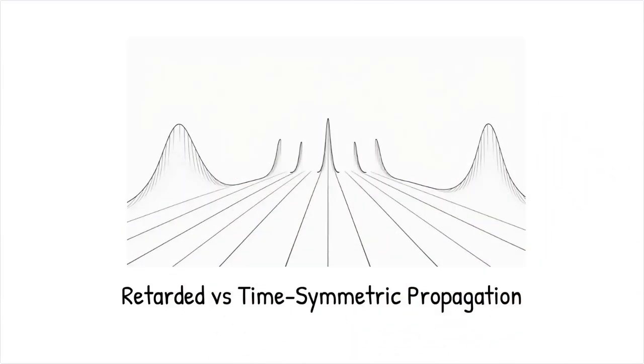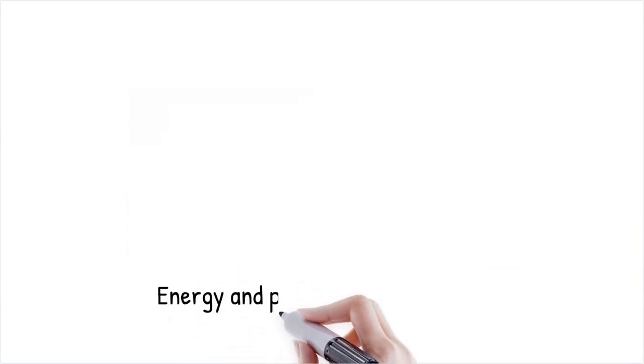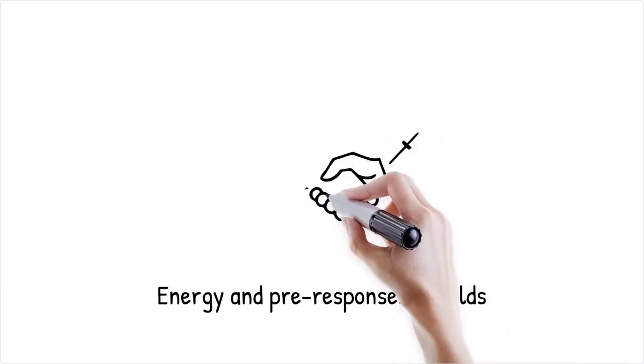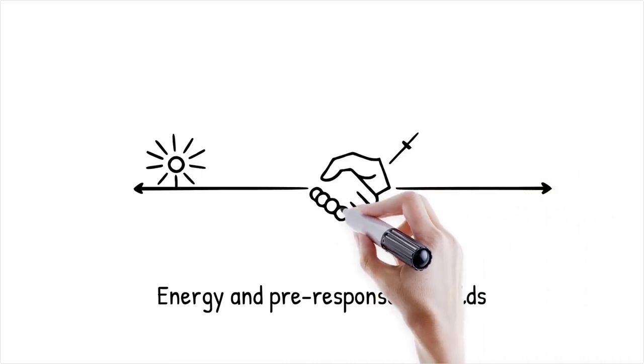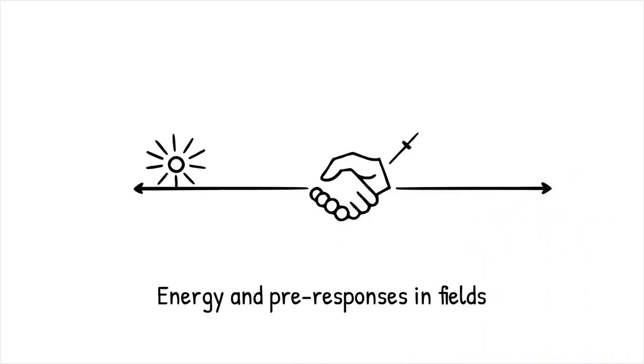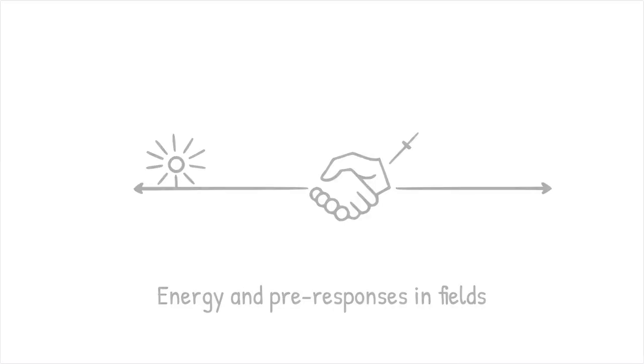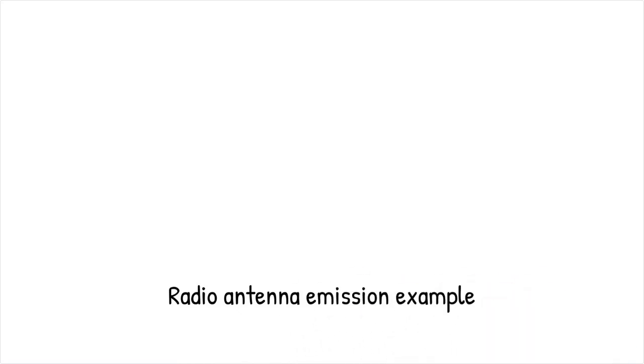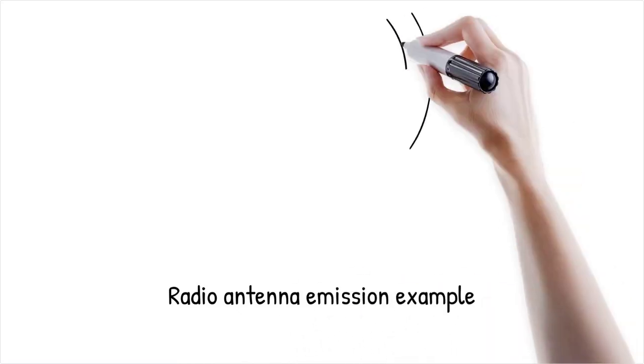Standard electrodynamics uses purely retarded Green's functions. Signals travel from past sources to future fields. The absorber theory, instead, employs the symmetric Green's function, combining retarded and advanced solutions. The retarded part carries energy outward. The advanced part carries pre-responses from future absorbers back to the emitter. Recognizing this distinction reframes radiation as a two-way handshake across time rather than a one-way broadcast.